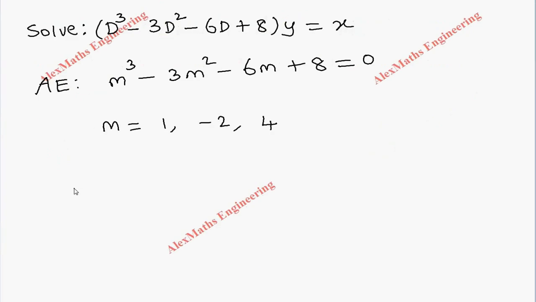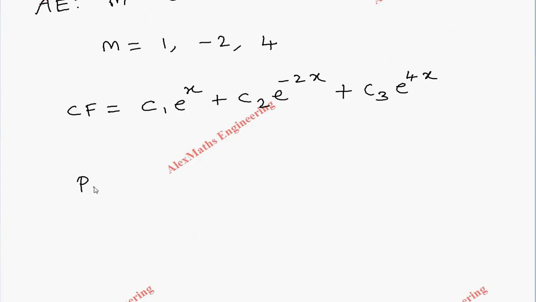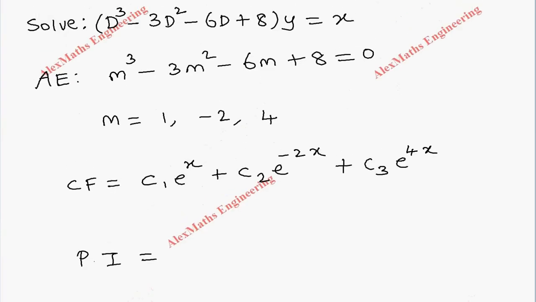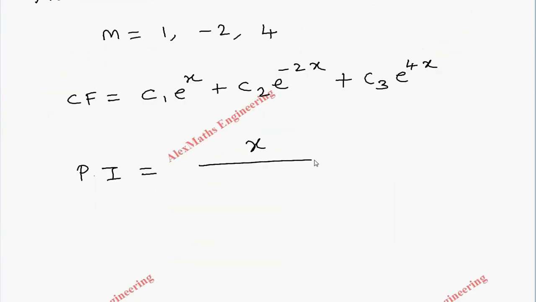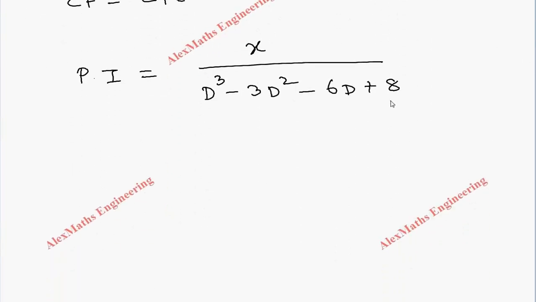So three different values. Then the complementary function will be c1 e power x plus c2 e power minus 2x plus c3 e power 4x. Coming to the particular integral, we have the algebraic expression x, whole divided by the full cubic expression D cube minus 3D square minus 6D plus 8. And anyway, we need 1, so this number will be taken out from the denominator, so it will become 8.